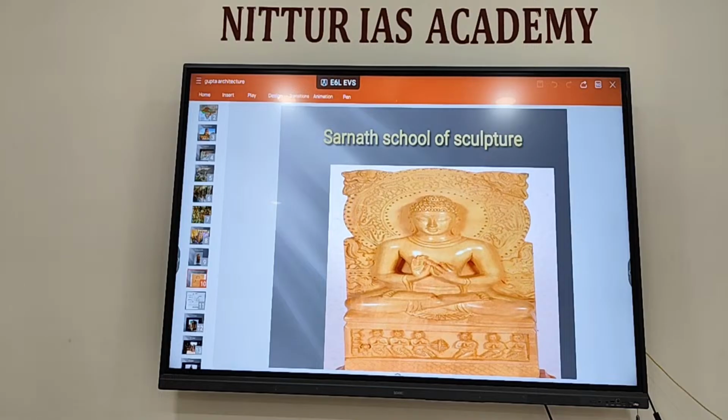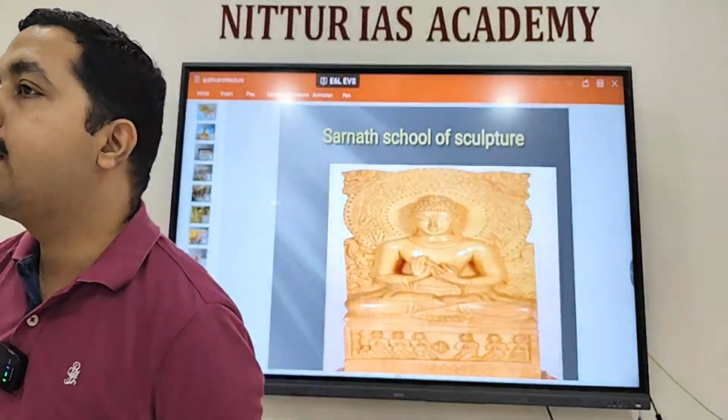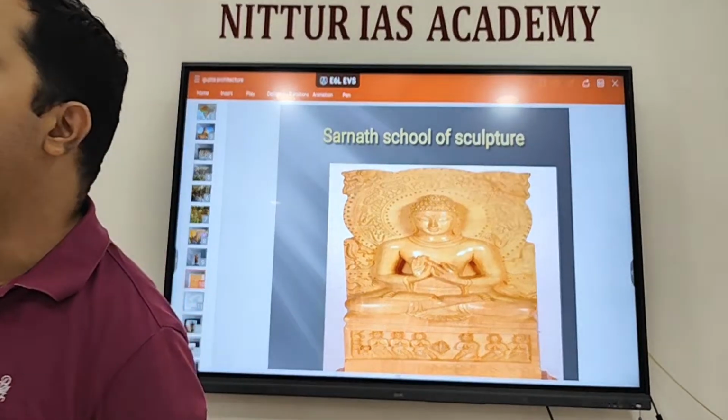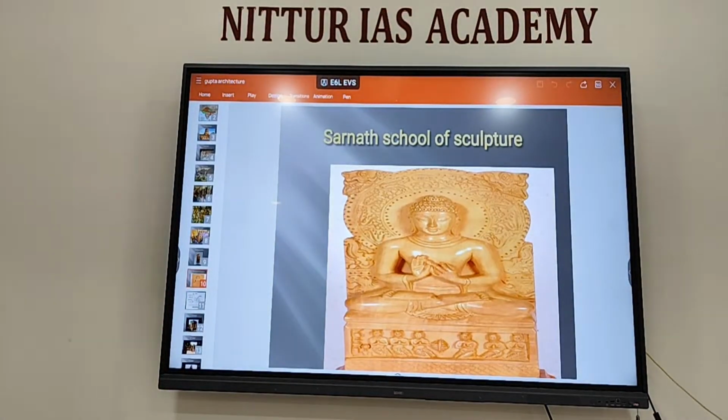It developed near Varanasi and flourished during the 5th and 6th century AD, and was supported by Kumaragupta I and Skandagupta.